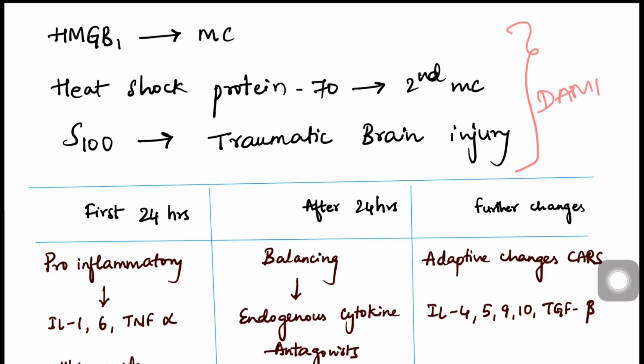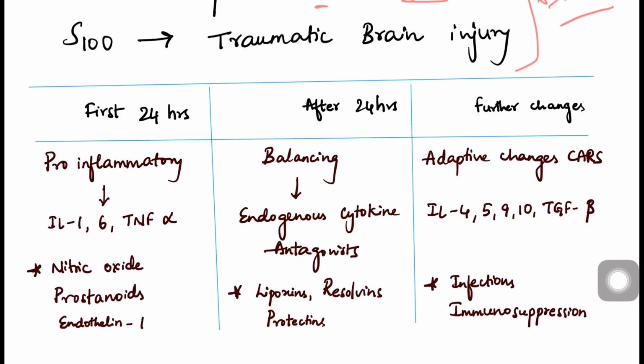There are many DAMPs which are released, but there is something called high mobility group box protein B1, HMGB1, that is the most commonly released damage associated molecular protein whenever there is any injury. There is something called heat shock protein 70, that is the second most commonly released after HMGB1. S100 is a specific DAMP released in case of traumatic brain injury.